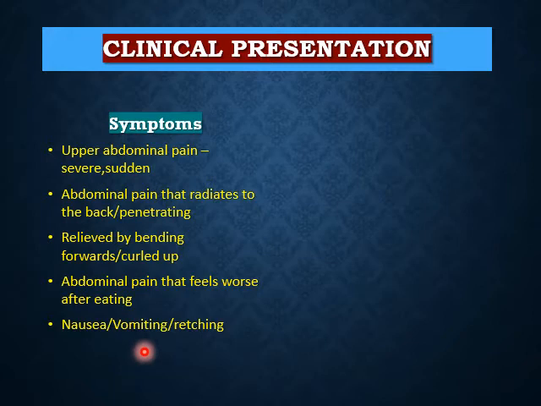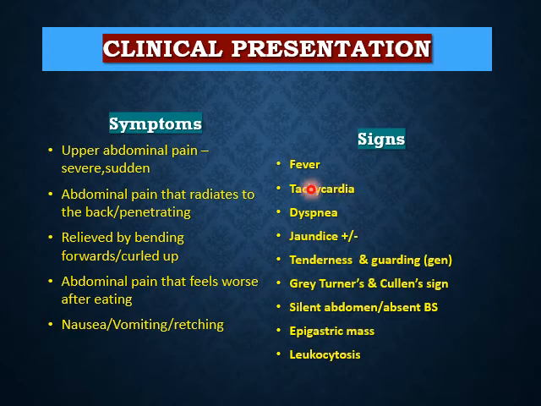Next, the signs can be due to the inflammation. There can be fever, usually tachycardia, dyspnea, jaundice, tenderness, Grey Turner and Cullen signs, silent abdomen. Silent abdomen means on auscultation there are hardly any bowel sounds, and there's also leukocytosis. This tenderness and sometimes guarding is maximum around the area of the umbilicus and epigastric region.